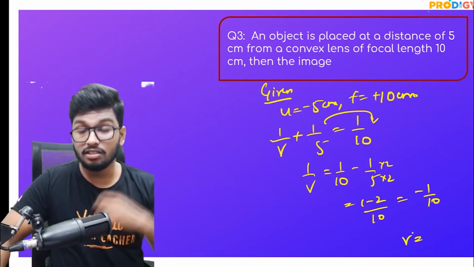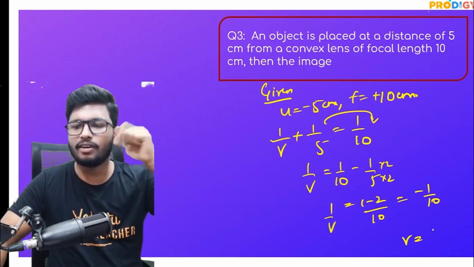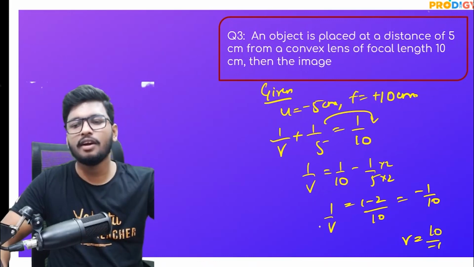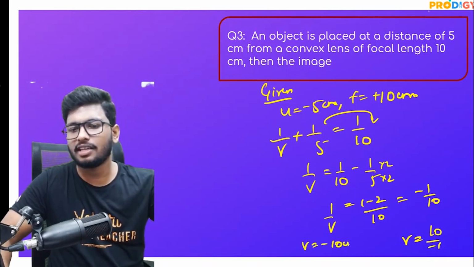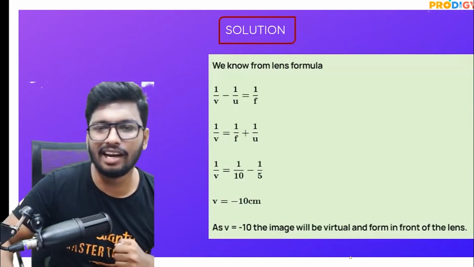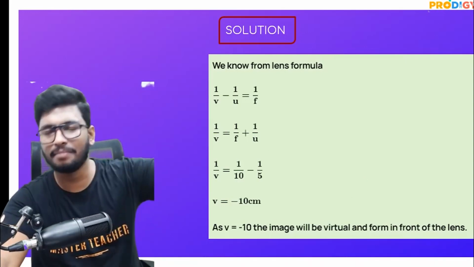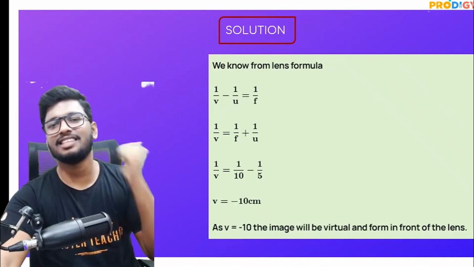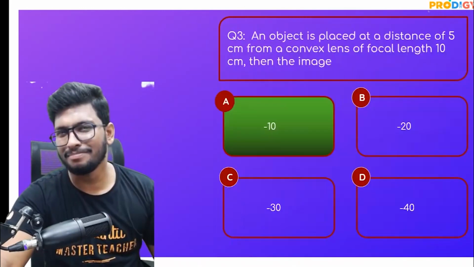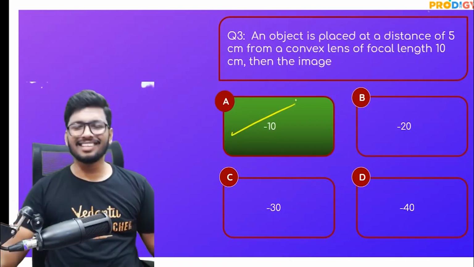So v, which is reciprocal, this is 1 by v. So v is equal to 10 divided by minus 1, which is nothing but v is equal to minus 10 centimeter. Simple, right? So that is the answer, guys. So the image is going to be formed in front of the object, or basically on the same side as the object. So basically it's a virtual image. Simple. Awesome, right?